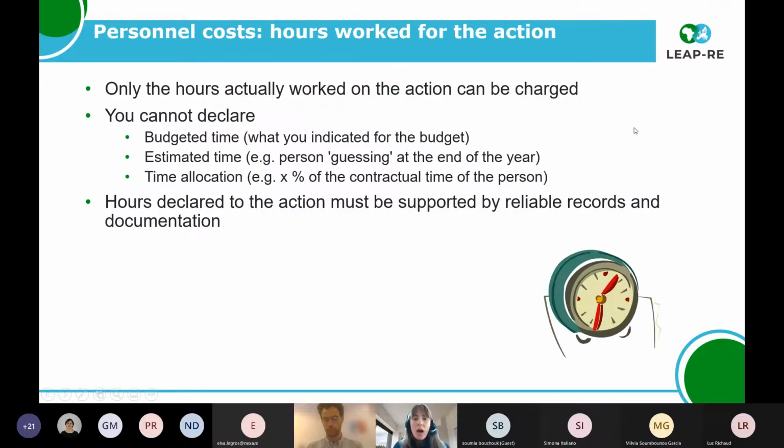Okay, so for the hours worked on the project, you can only charge the hours that were actually spent on the project. You cannot declare budgeted nor estimated time. And you need to support the hours that you have declared to the action. For that, you need a timesheet.